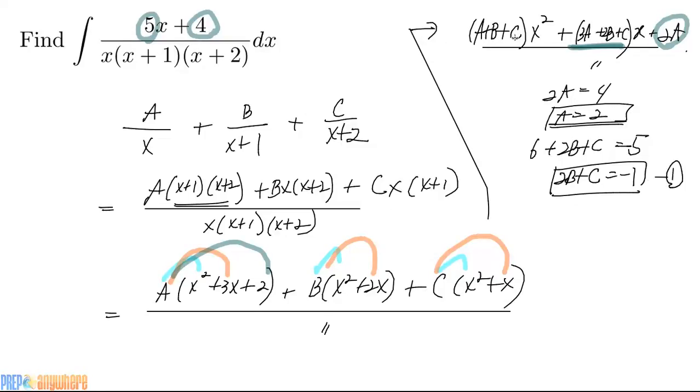And then A plus B plus C must equal 0, because there's no x squared term here. So I'm going to replace A with 2, and you get B plus C is equal to -2. That's equation 2.